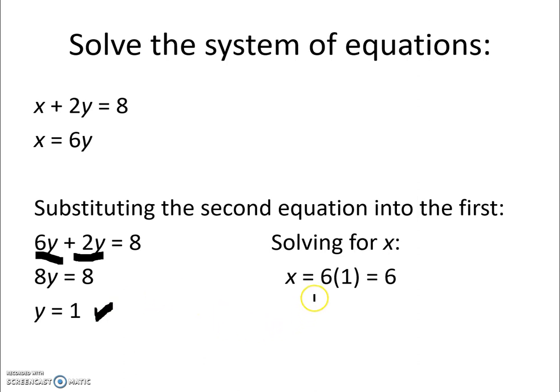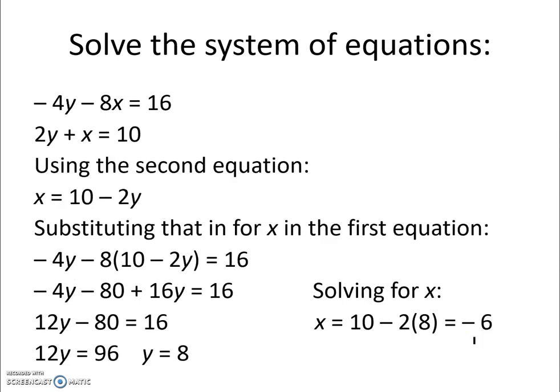Substituting that in, x equals 6y, well, now we know our y is 1. So when we substitute that in, we find that x equals 6. So now we know the point (6, 1) is a solution to this set of equations.